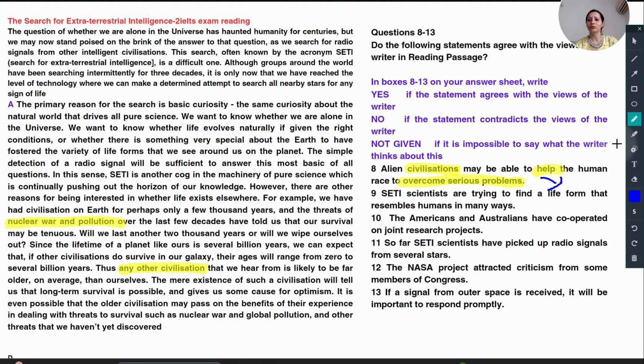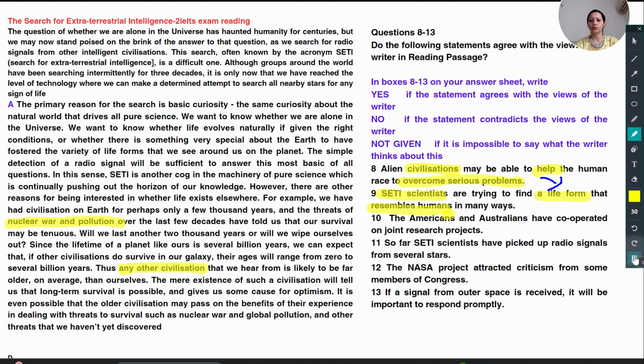Now coming to the next question, the ninth number. SETI scientists are trying to find a life form that resembles humans in many ways. So SETI scientists are trying to find a life form that resembles humans. Okay, that was different. Next question.